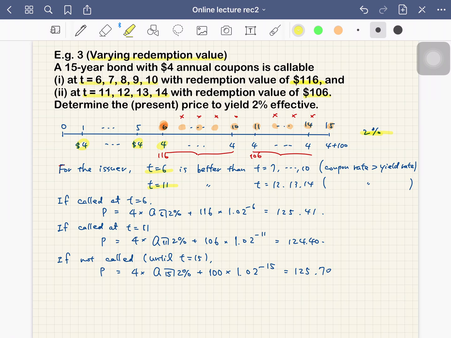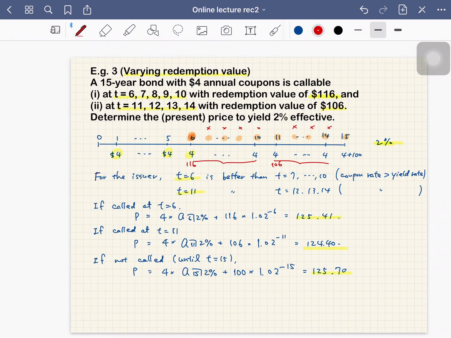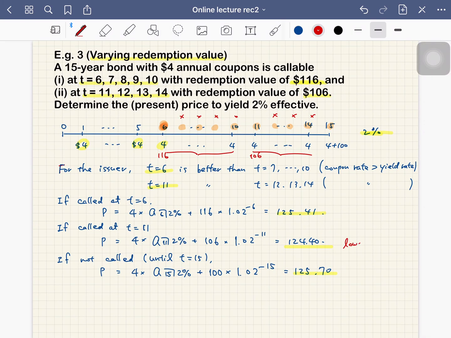So we compare these three values. Then t = 11 is the lowest. So P = 124.40. This is the answer. Okay, so this is an example of varying the redemption value. Okay, see you then.